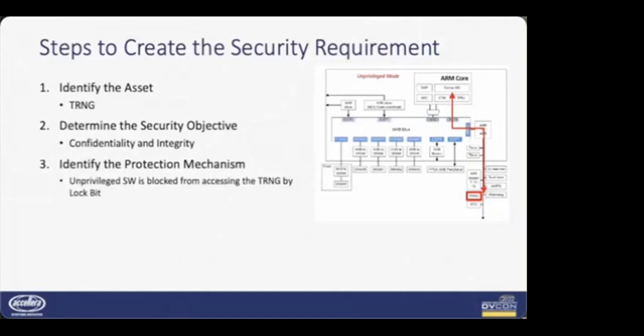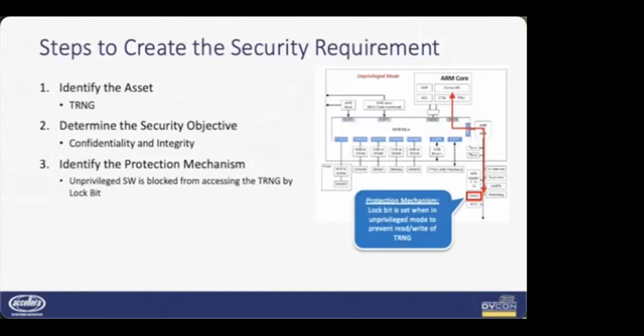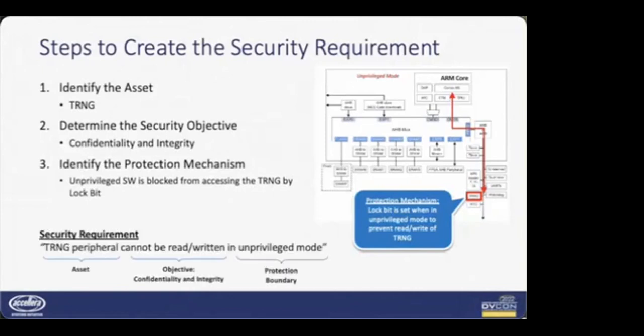And finally, what is the protection mechanism that prevents this flow of information? The protection mechanism here is a lock bit which is set when in unprivileged mode to prevent the reading and writing of the TRNG by the ARM core. Now that we have determined the asset, the security objective, and the protection mechanism, let's write the security requirement in plain English. And this becomes: the TRNG peripheral cannot be read or written in unprivileged mode.